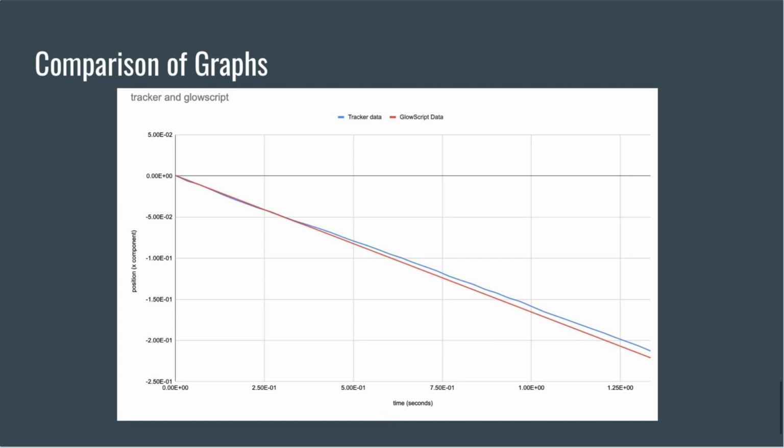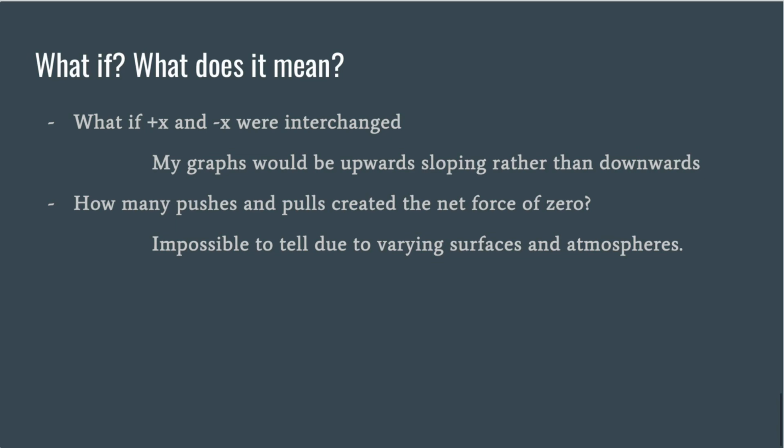I could have set the first frame when the ping pong ball was still touching my hand, so it is possible that the initial velocity had an additional external force acting on it to make the ball move a little bit faster. Positive x and negative x could be interchanged if I had changed my orientation of the axes on Tracker from the ball moving away to the left to it moving away to the right. This would cause my graphs to be sloping upwards rather than downwards, but they would still have a constant change in position versus time.